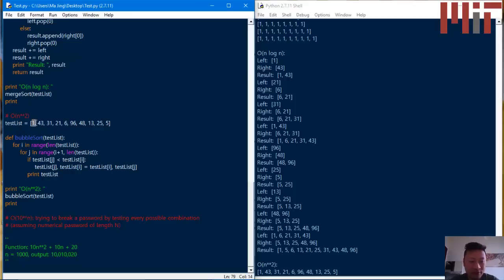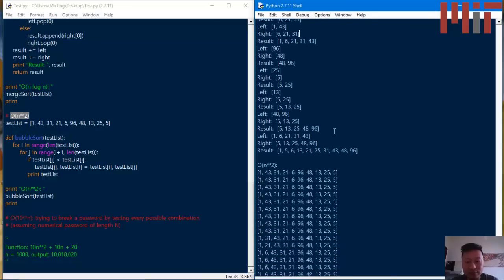So first, the first loop would iterate over 1, and then compare 1 to 43, 31, compared to 21, compared to 6, all the way to the end. Then there's going to be a loop through 43, and this number is going to be compared to 31, 6, 96, etc. Then 31 is going to be compared to 21, 6, 96, etc. That's a whole lot of steps. Hence, big O of n to the 2.